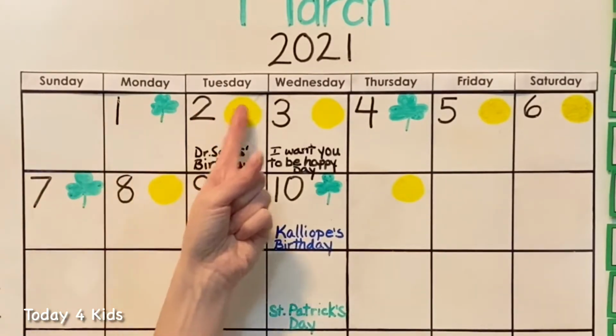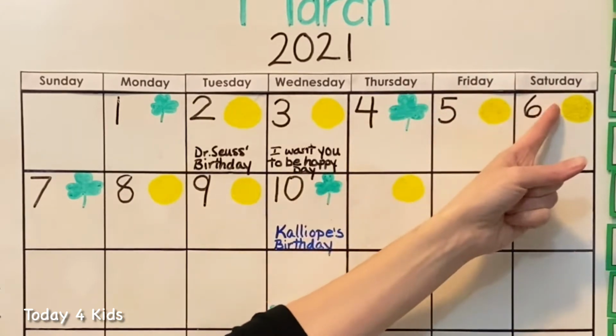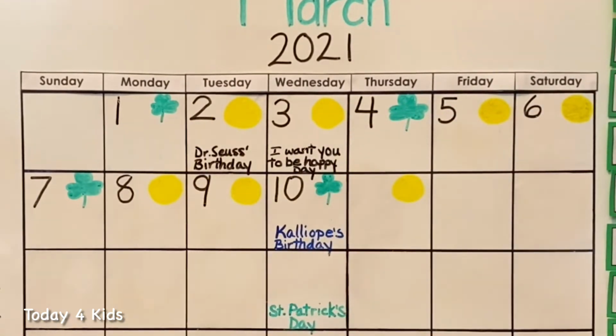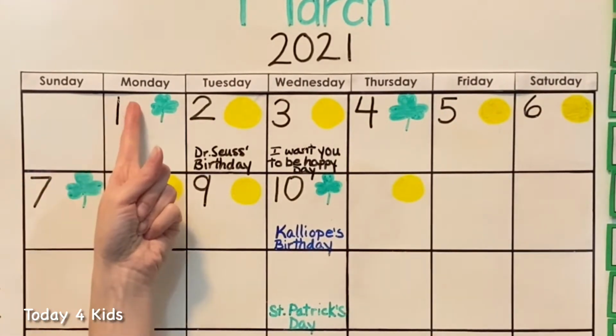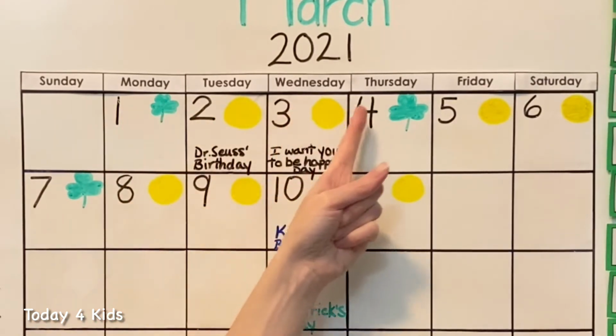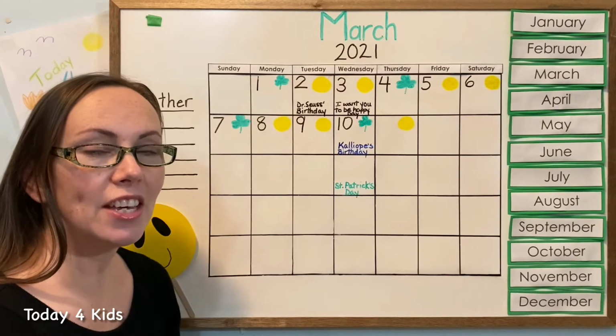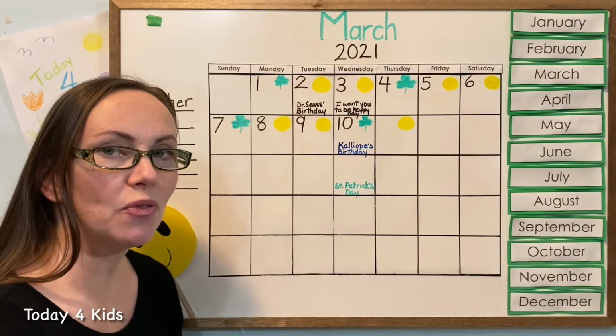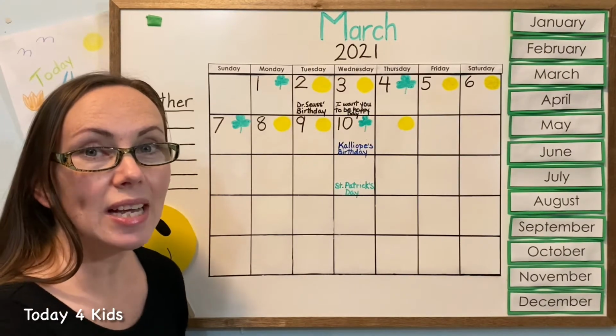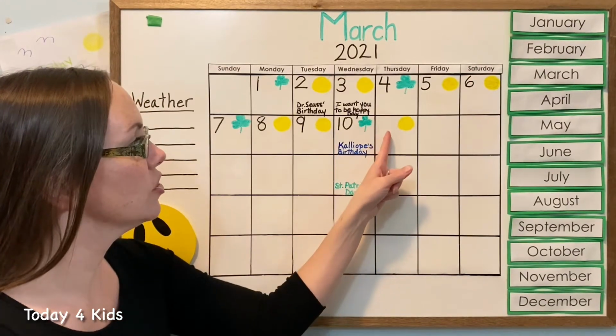1, 2, 3, 4, 5, 6, 7. There are 7 days in the week. Sunday, Monday, Tuesday, Wednesday, Thursday, Friday, Saturday. Good job. Thank you so much for doing that with me. It's so much more fun when we do it together. Now, what day is it today? Let's go back to our square and go up.